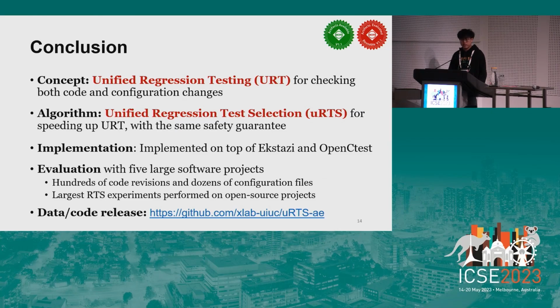We design a test selection algorithm to speed up URT, and we evaluate the effectiveness of URTS on 5 open source projects. We release our data and code on GitHub. You can check it through the link below and try it with your projects.